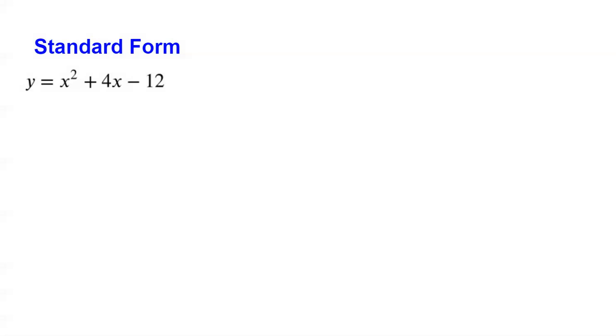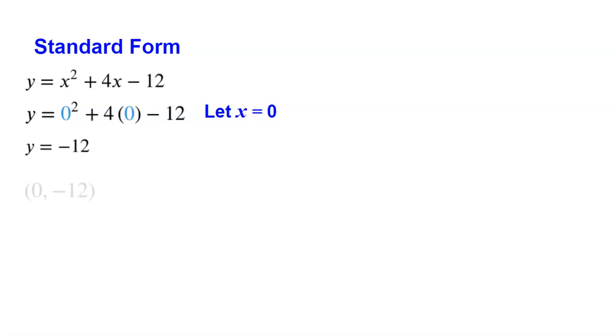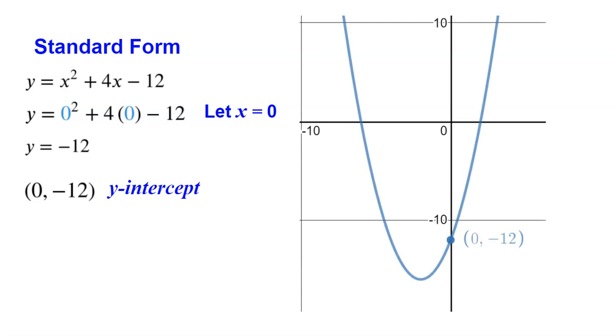The first we'll look at is standard form. In standard form, you have your x squared term, your x term, and a constant in that order. If we let x equal 0, we can substitute the variable x with a 0 and simplify it out to get y is equal to negative 12. And that's telling us that if x is 0, y is negative 12, which is a point on the y-axis of the graph of this function. This we call a y-intercept. So the standard form of the equation is revealing the y-intercept of the graph.